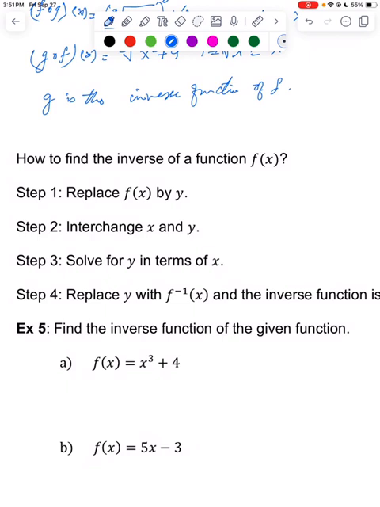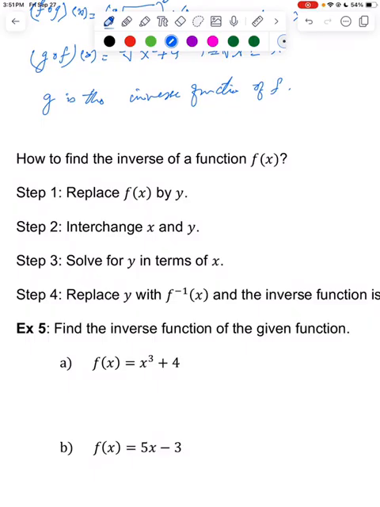Well, remember, an inverse function will exist only if the given function is one-to-one. Okay? So how do we do this? These are the 4 steps, very common, traditional. So this is how we do it.